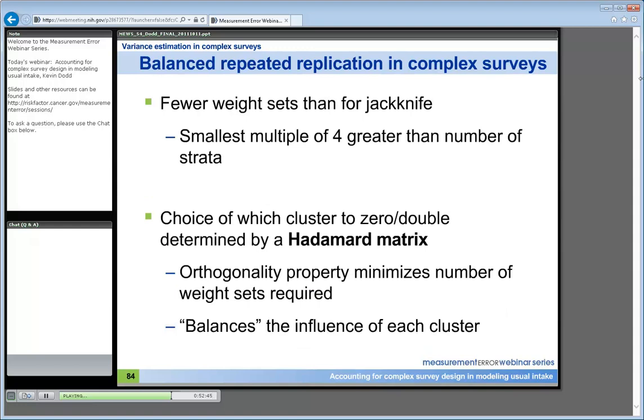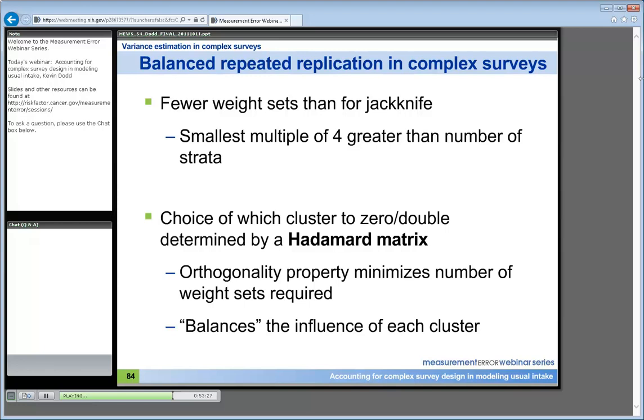Now, it turns out that the BRR method often requires fewer weight sets than the jackknife method. The exact number of weight sets you need for BRR is shown in the sub-bullet, and it's the smallest multiple of 4 that's strictly greater than the number of strata. And this kind of funny rule is a result of the way the weight sets are constructed. The choice of which cluster in a stratum to 0 or double is determined by the elements of what's known as a Hadamard matrix, which is a special matrix with elements of plus or minus 1 that's constructed to have orthogonal rows and columns. And these Hadamard matrices generally come in orders that are multiples of 4.